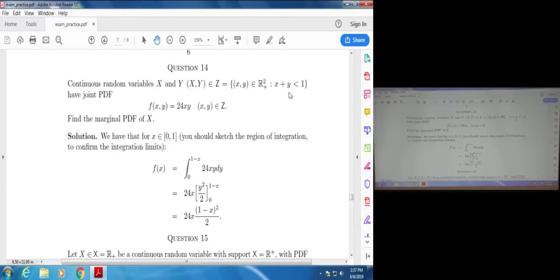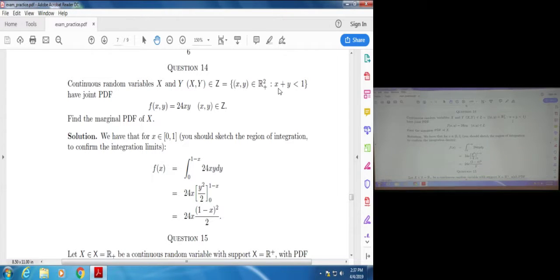Let me try and write down what this set looks like on a graph. I'll use blue this time. So first of all, this information, x, y in R plus, means obviously you're in the positive quadrant of the x, y axis.